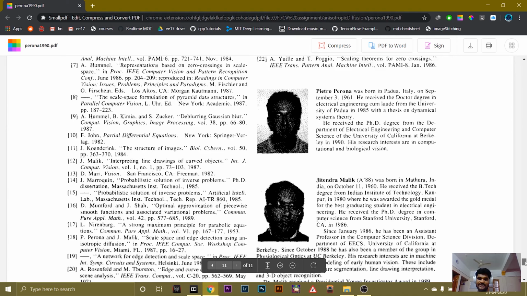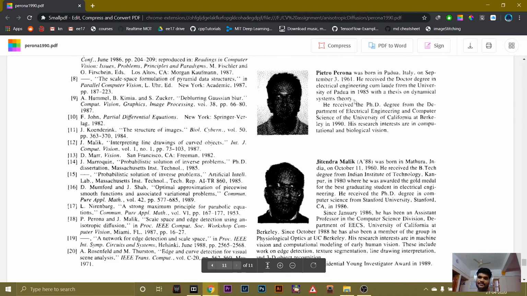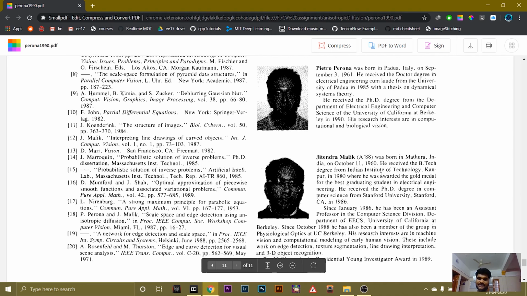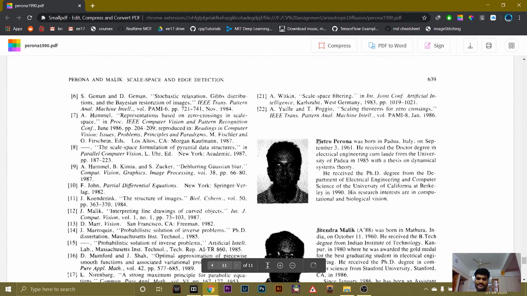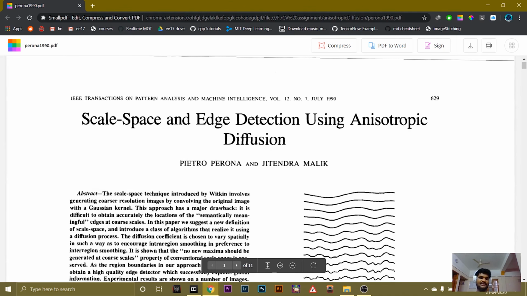A basic intro about the authors. Pietro Perona is from Italy and he has done his PhD from the University of California, and Jitendra Malik is an alumnus of IIT Kanpur. I also noticed an interesting part, that Pietro Perona has a PhD from the Department of Electrical Engineering and also computer science. Crazy.